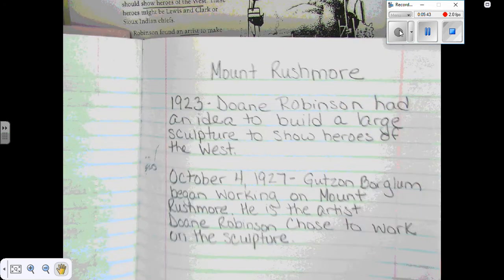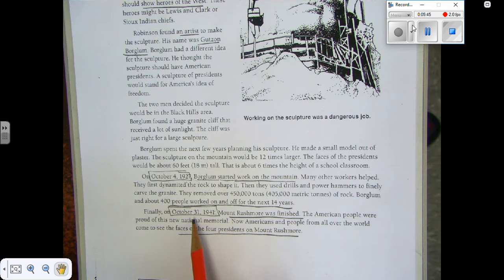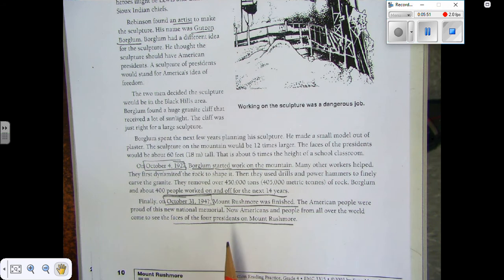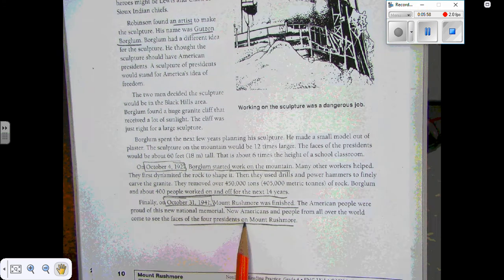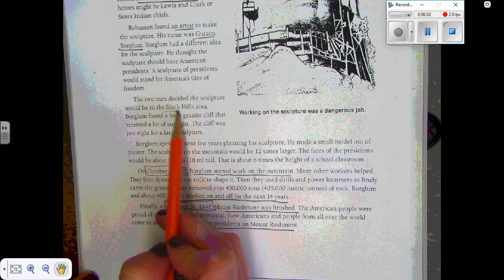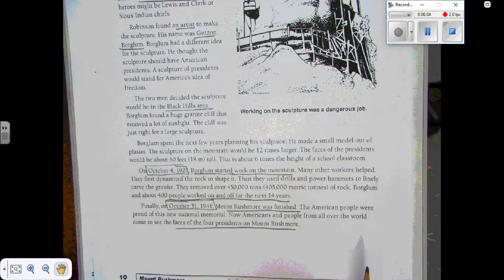And then the last date that was given to us was October 31st, 1941. So Halloween of 1941, Mount Rushmore was finished. And it included the 4 faces of American presidents. And I think it's also important that they put it in the Black Hills area. So it's important to ask, like, what is it, when was it built, and where is it located? So those are all the pieces of information I'm going to include here.